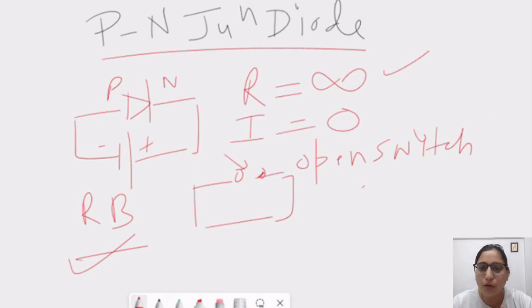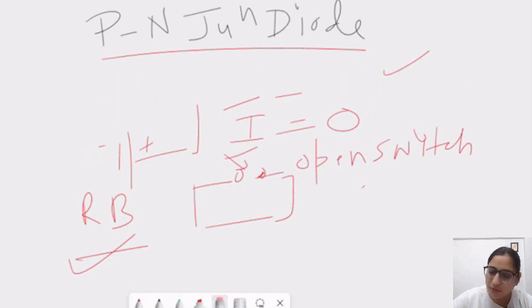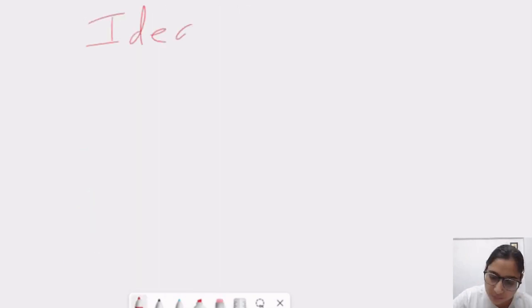Now, there are two things we have to consider, R and I. In the open circuit condition of a reverse biased PN junction diode, the resistance is infinite and the current is zero, whereas in the short circuit condition of an ideal forward biased diode, the resistance is zero and the current is infinite. Now let us discuss this in detail with the help of VI characteristics.